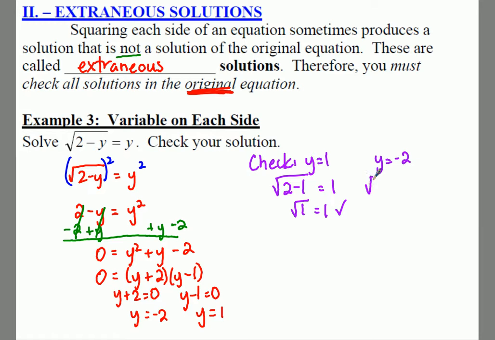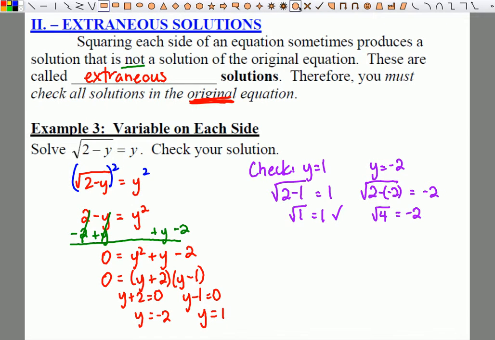So then let's try y equals negative 2. So we're going to say the square root of 2 minus a negative 2 is equal to negative 2. So you get the square root of 4, because those become pluses. Can the square root of 4 equal negative 2? Well, that, my friend, is a big fat no, because you can't get a negative answer.